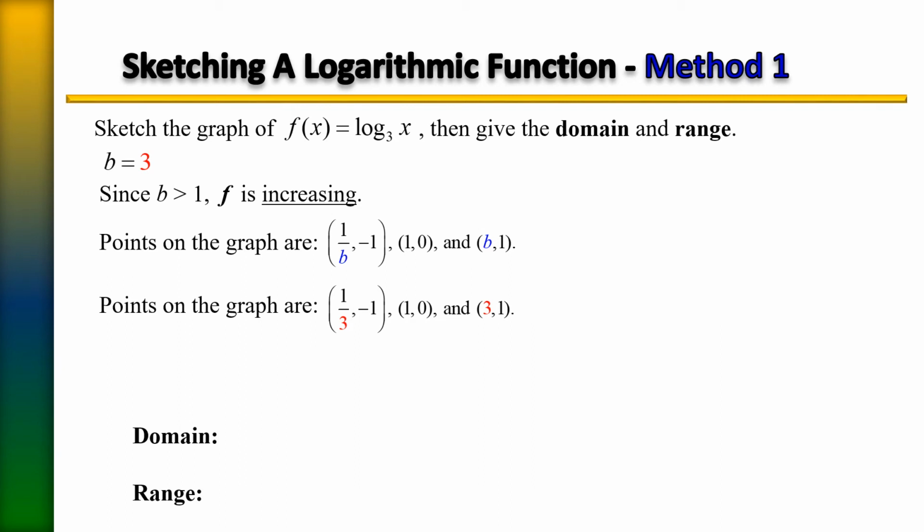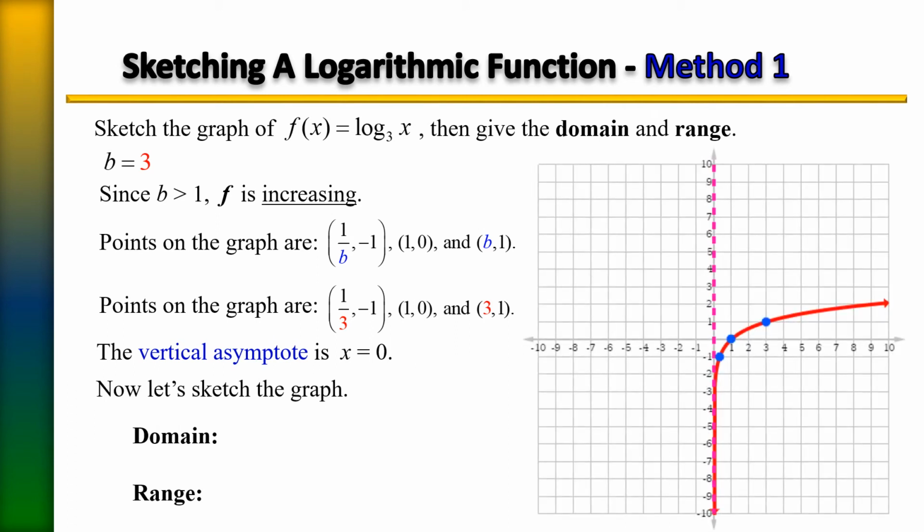Let's go ahead and sketch those points. Also, don't forget we need to sketch our asymptote. That will help guide your sketching of your line. It's going to cross the x-axis at 0, so it's going to be the x equals 0 line. Once we do that, we can sketch our points, and our graph is going to look like so.